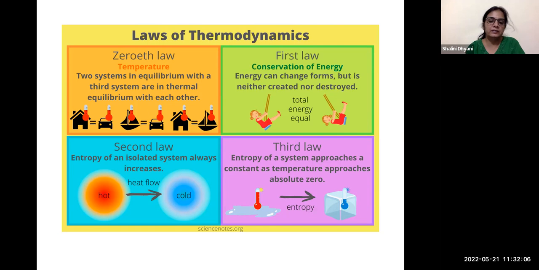Now, the third law says that entropy of the system approaches a constant as temperature approaches absolute zero. Now, this is a very hypothetical situation where absolute zero temperature is around minus 273 degree centigrade. Beyond that, there is no zero, no colder temperature. So whenever there is absolute zero temperature, the entropy of a system is also zero. That means this is the state when there will be no randomness. All the molecules will be strictly closely associated with each other. Now, this is an important junction of understanding how at sub-zero level, the laws of thermodynamics act.